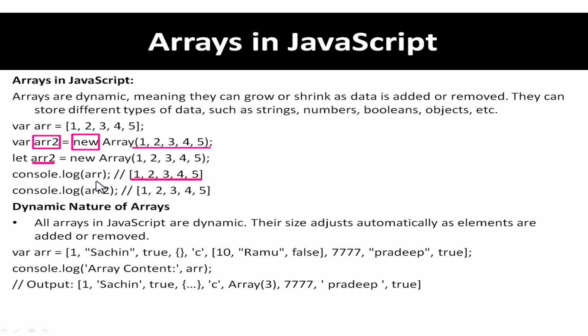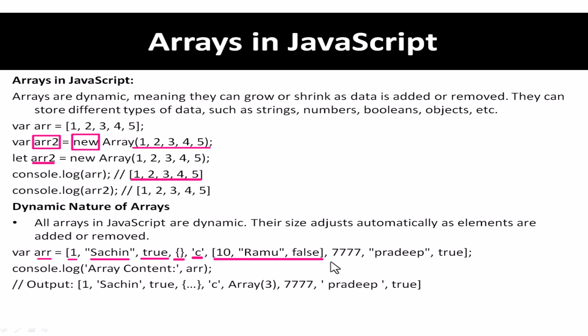Arrays are dynamic in nature. So basically it can adjust the elements automatically, based upon the data type you have declared. For example, here you have declared a single array. It contains an integer 1, a string, a boolean, a special character, and a character. So it is an empty array. And this is a character.